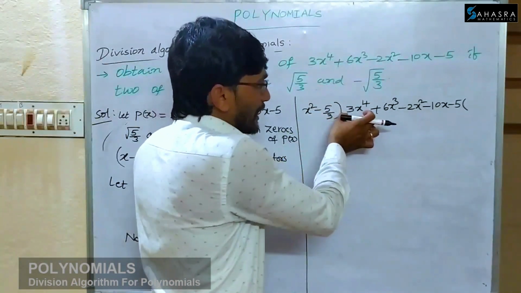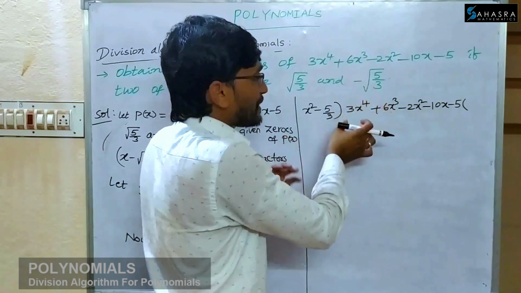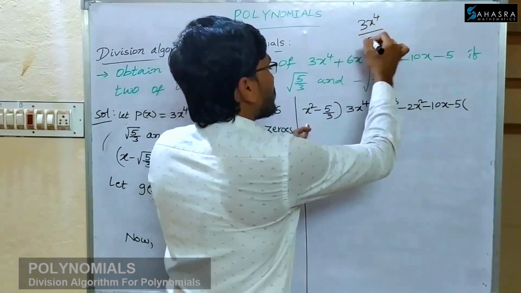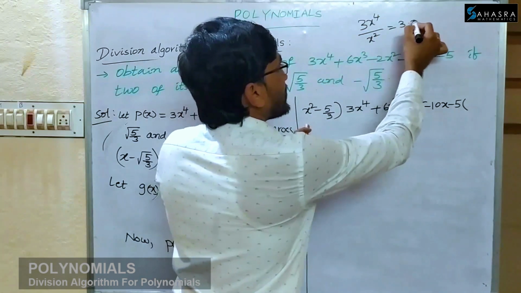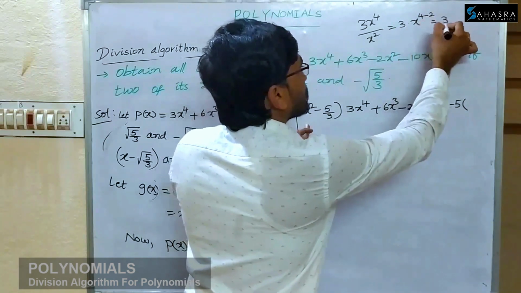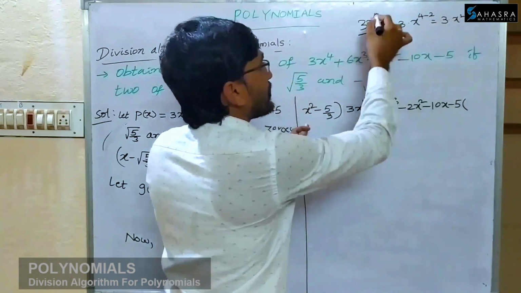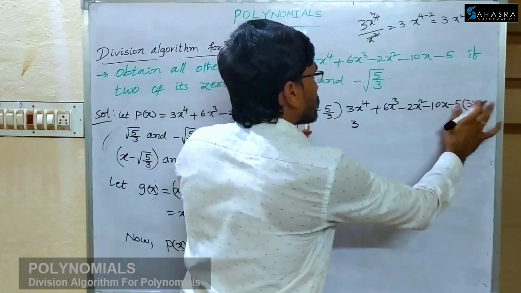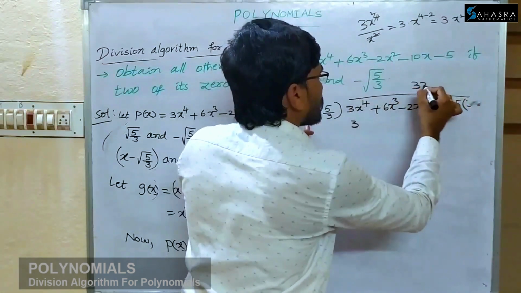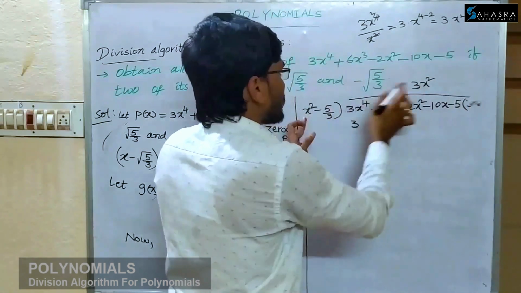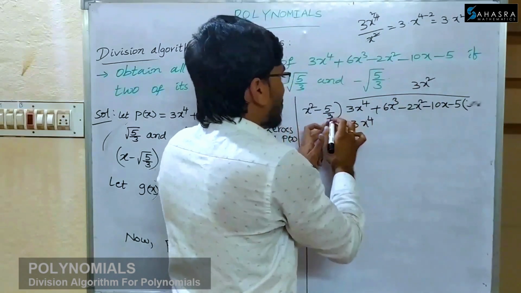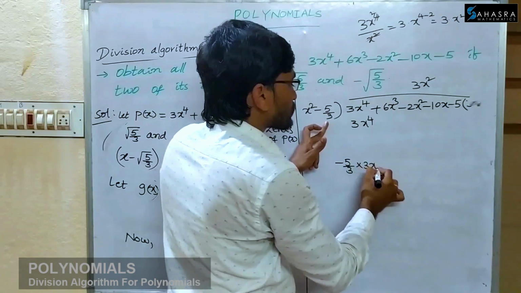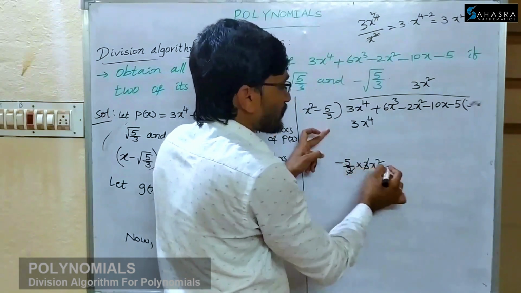First we have to eliminate this 3x power 4. How can we eliminate it? Divide this first term by this first term. It is 3x power 4 by x square, nothing but 3 into x power 4 minus 2, so 3x square. Then x square into 3x square is 3x power 4, and minus 5 by 3 into 3x square: the 3s get cancelled, then we get minus 5x square.